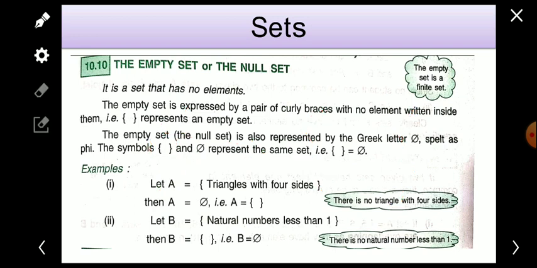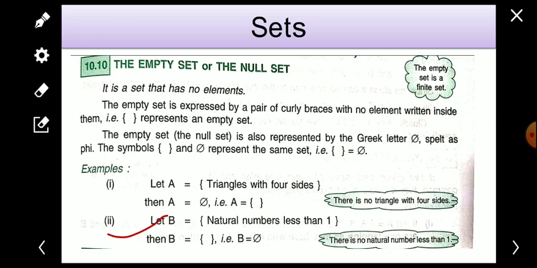So a few examples are there. Suppose that A is the set of triangles with four sides. Is it possible? Is there any triangle with four sides? So set A is what? Nothing, null, no member will be there in set A. So we will represent that A is equal to phi, or A is equal to nothing. We will just put the curly brackets, because there is no such triangle which has four sides. So no element will be there.